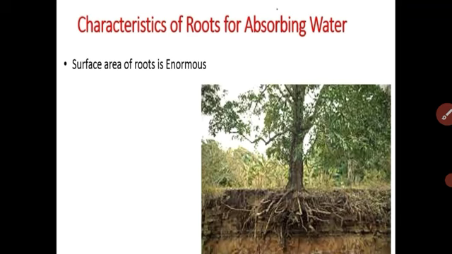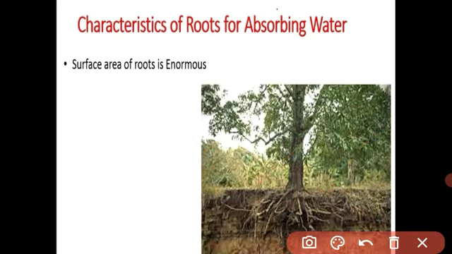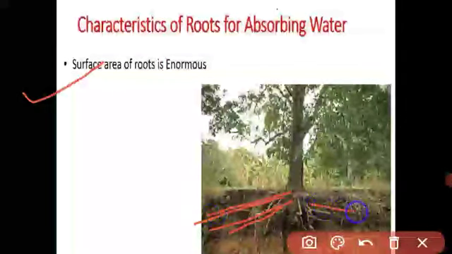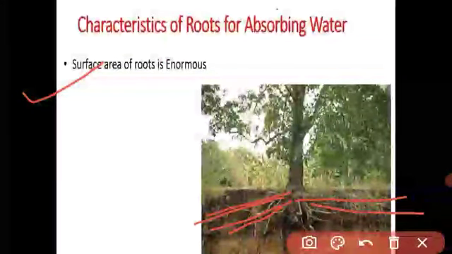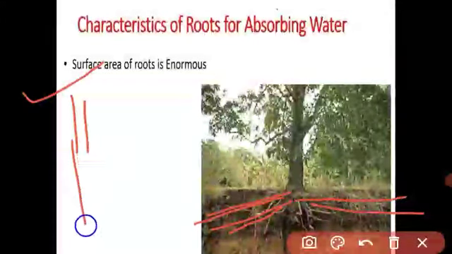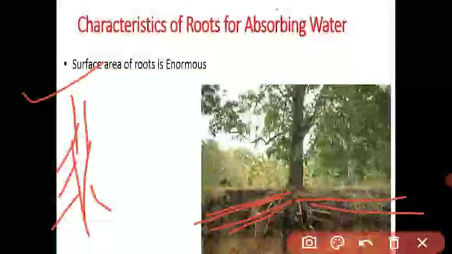Next we see what characteristics are present in the roots so that the root can absorb water. One by one we will see. The first characteristic of the root is an enormous surface area. See, students, this is the plant, and its roots cover a very long distance. I will give one example. If there are two roots, one is the taproot and another is the fibrous root. In the lower classes you will study fibrous root and taproot.